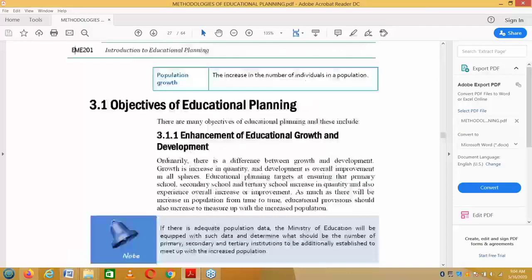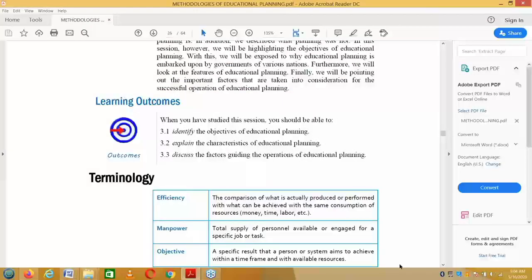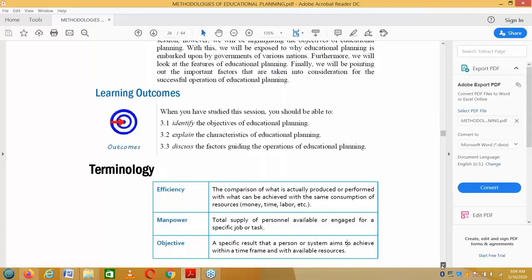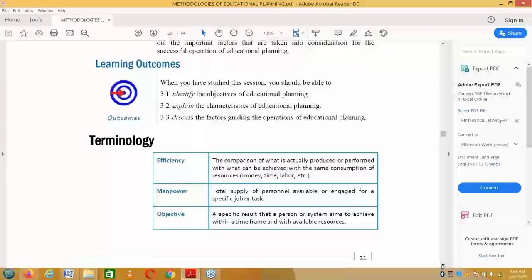Let's look at some major terms. We have efficiency, which is the comparison of what is actually produced or performed with what can be achieved with the same consumption of resources, money, time, and labor. Manpower, which is the total supply of personnel available or engaged for a specific job or task.